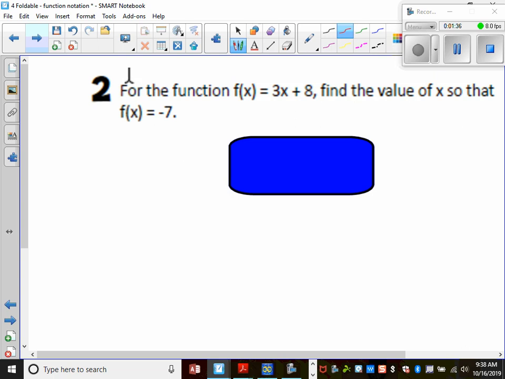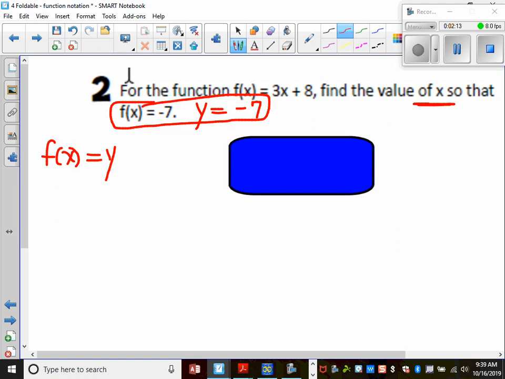All right, let's take a look at question number 2, which is a different question. It's very important to know if you're looking for x or y. In this particular question, it says, for the function f of x equals 3x plus 8, find the value of x. So we're not finding y this time. We're actually finding x. Now keep in mind, another name for f of x is y. So here, they're telling you that y equals negative 7. When they say f of x equals negative 7, that means y is negative 7.